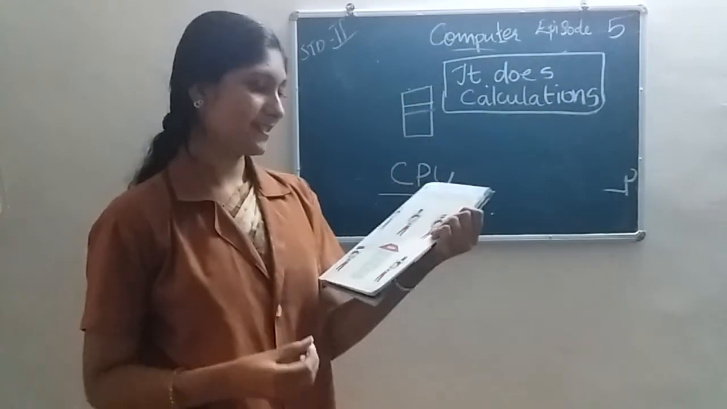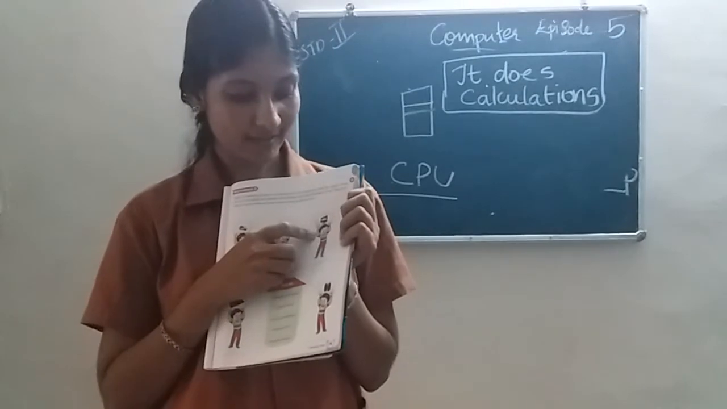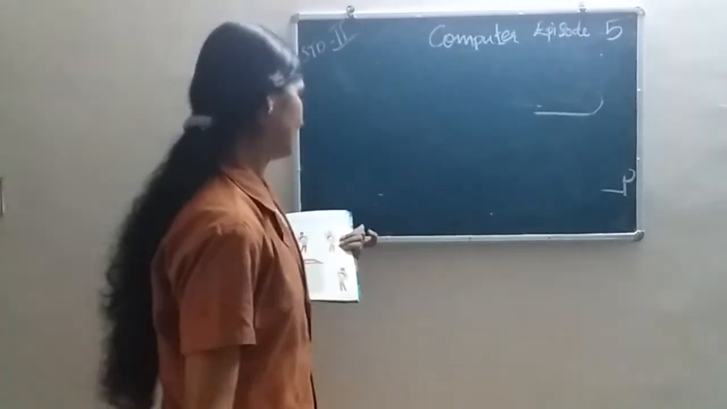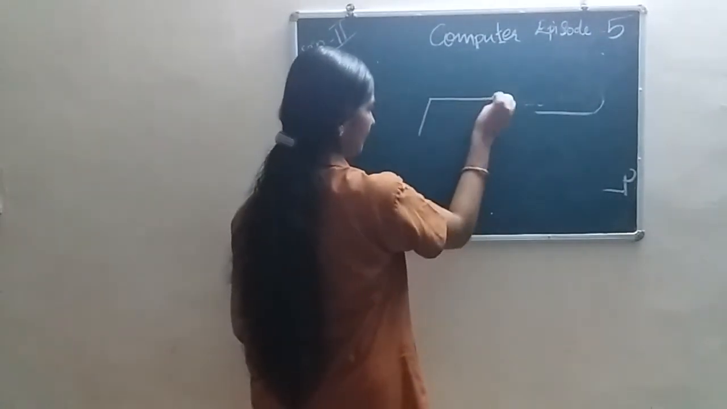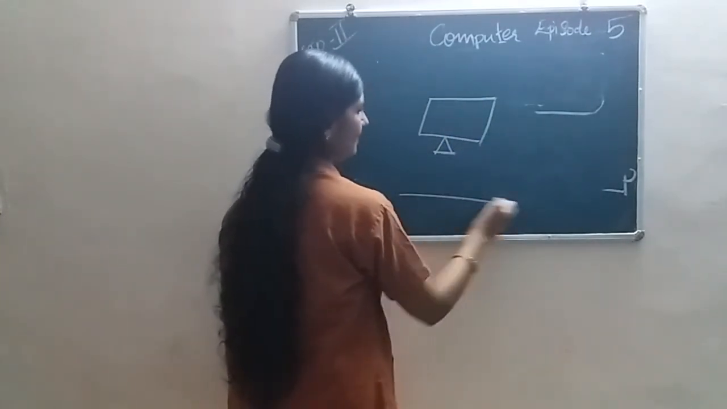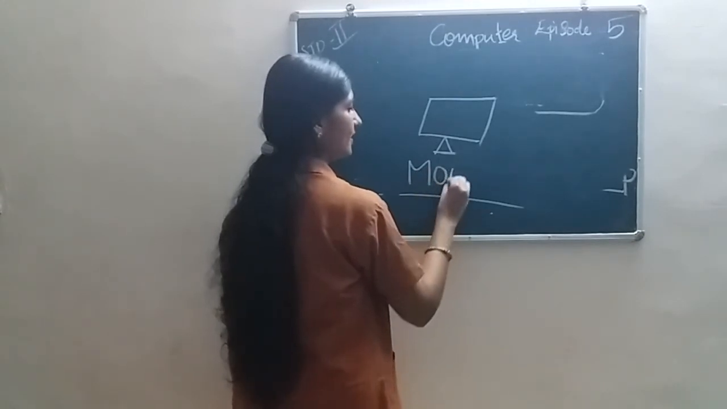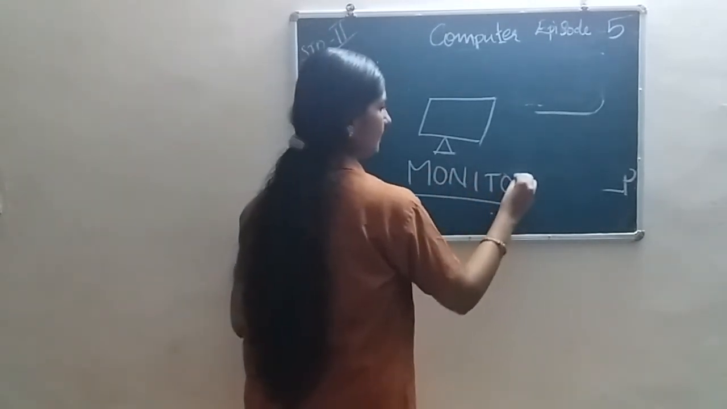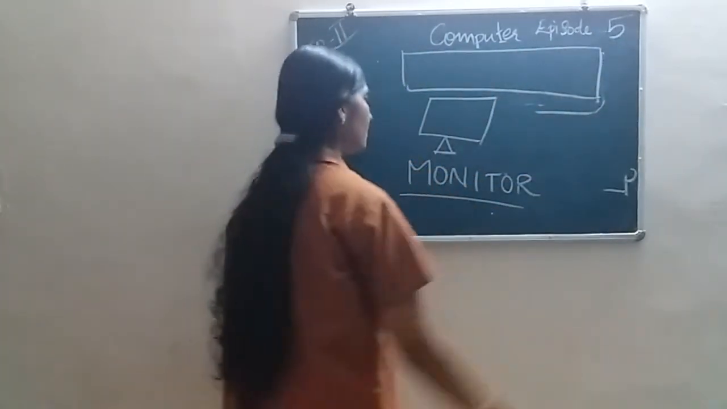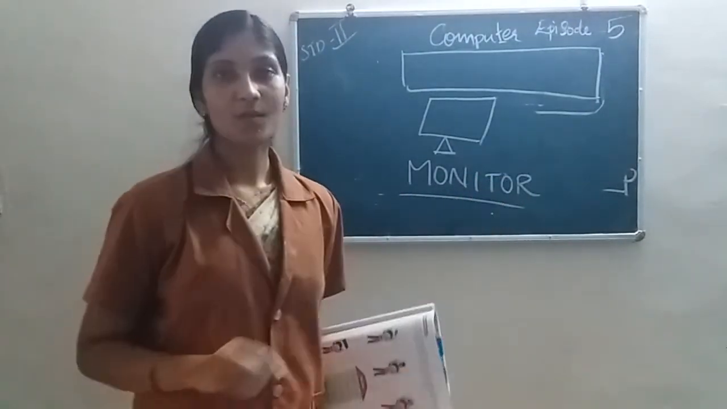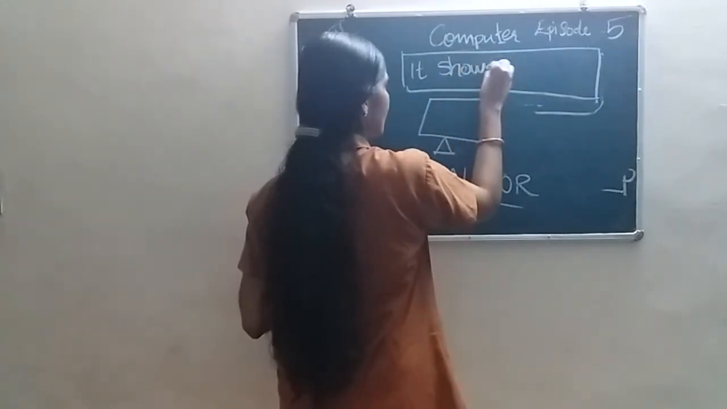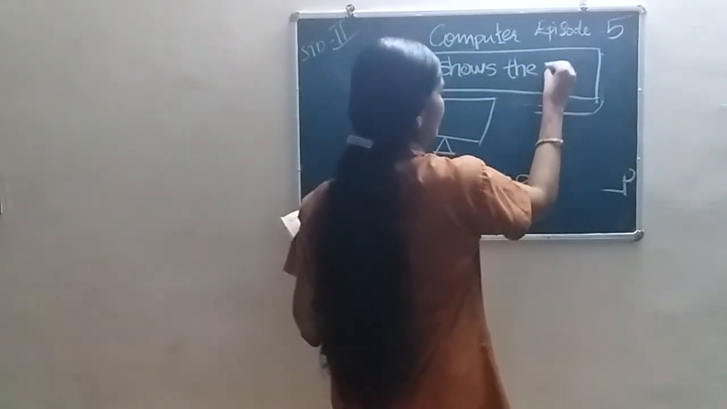Okay. Then next is, what's the picture? Monitor. So a picture of monitor, and then you write the spelling of monitor here, and then in the text box, what is the job of a monitor? It shows the result. So it shows the result.